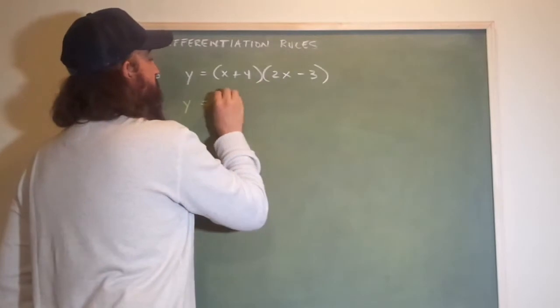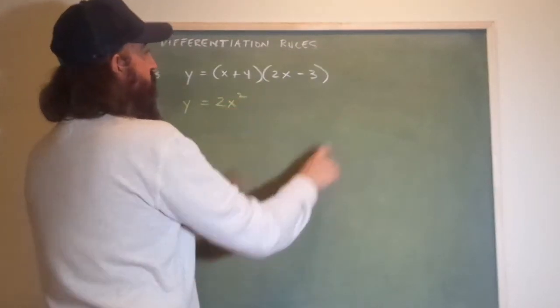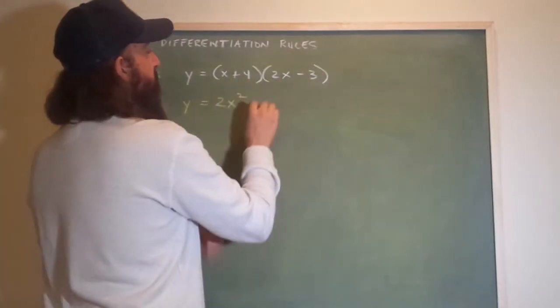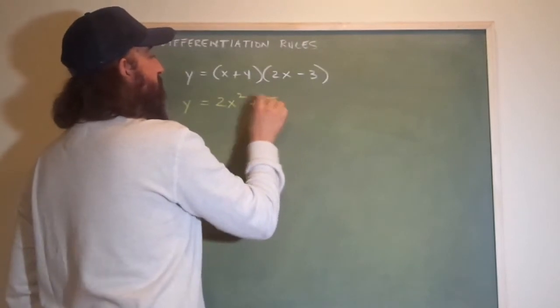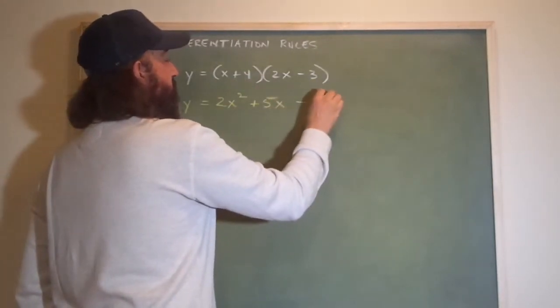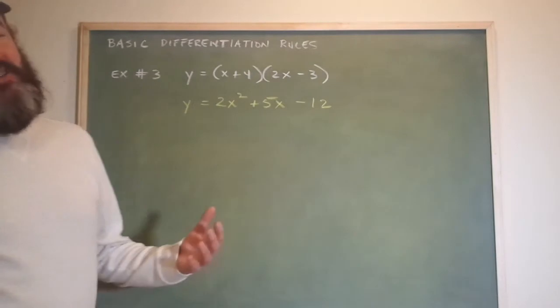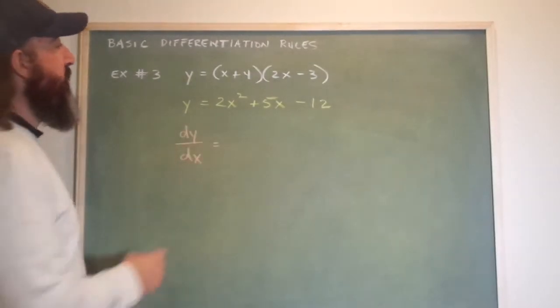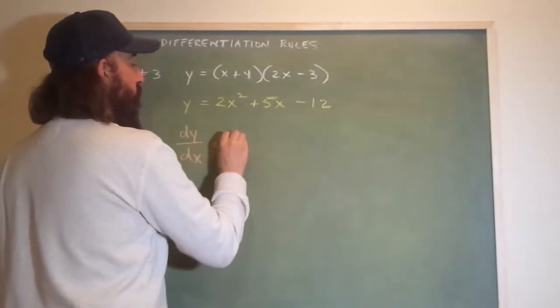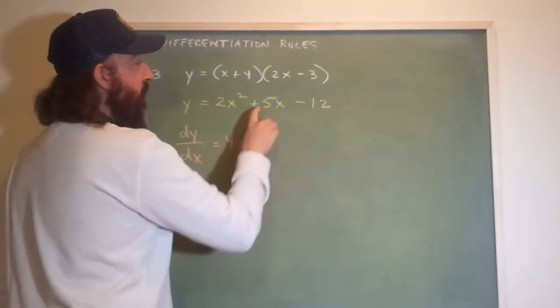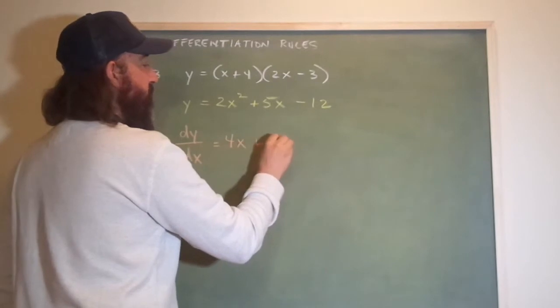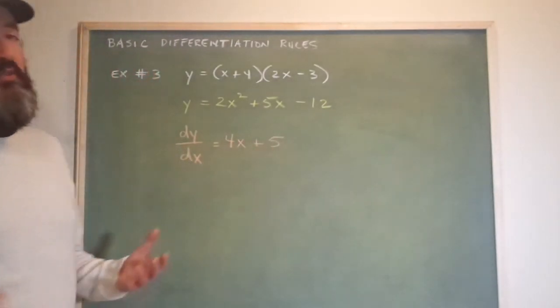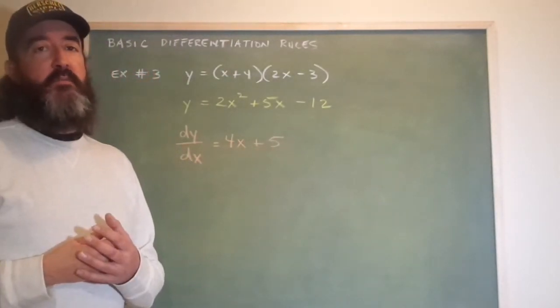X times 2x is 2x squared, and then of course negative 3x and positive 8x is positive 5x, and 4 times negative 3 is negative 12. From here, this should be a cinch. My dy dx, or derivative here, well, 2 times 2 is 4. This is 4x to the power of 1, and the derivative of positive 5x is positive 5. There we go. The derivative is 4x plus 5.